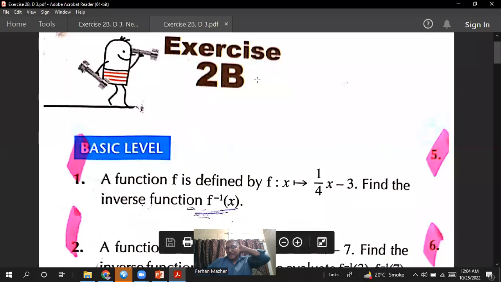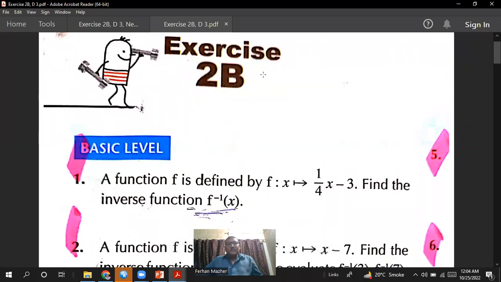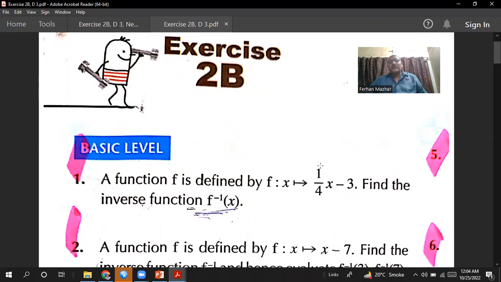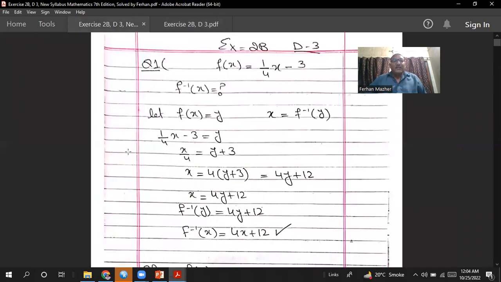So the first exercise, exercise 2B, this is my first video in this exercise, and this is a very important topic because this comes in the paper. So a function f is defined by f of x is equals to, this is the way the book writes it. We write it f of x equals to 1 by 4x minus 3. The first question is find inverse function f inverse of x. So that is our question.